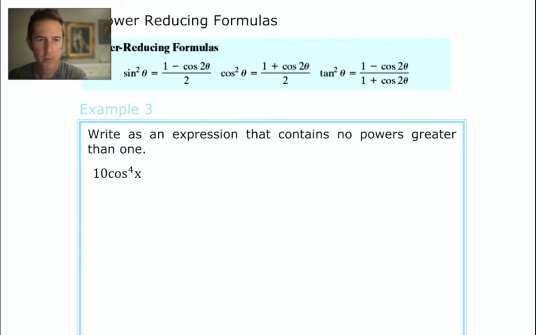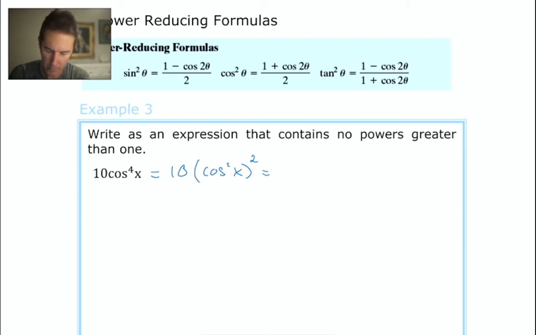So I've got 10 times cosine to the 4th of x, which is interesting because none of the formulas at the top of the screen have a power of 4. So the first thing I'm going to do is write this as 10 times, and then in parentheses, cosine squared x, and then I'm going to square that whole thing. When we have a square being squared, we multiply the exponents, that makes the power of 4.